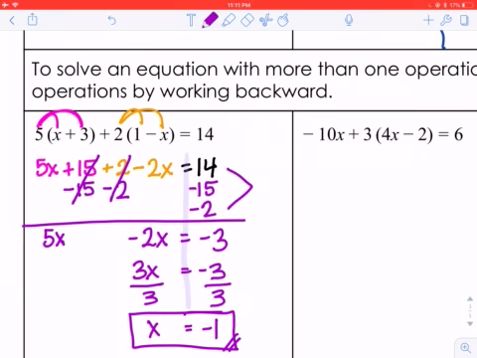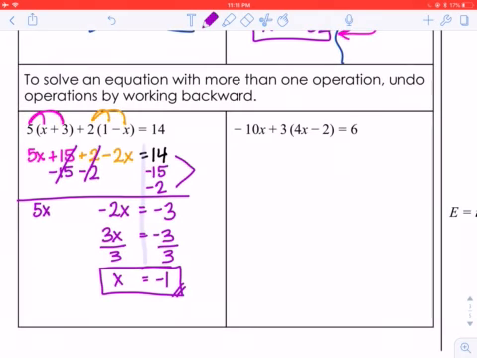Awesome. Go ahead and take a second to work on this next one. Then come back. Awesome. Again, I'm going to simplify. So I'm going to simplify by distributing here and here. So I have the negative 10x coming straight down. 3 times 4x would be positive 12x. 3 times negative 2 would be negative 6 equals 6.